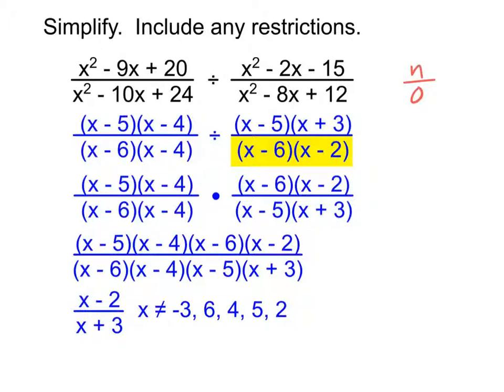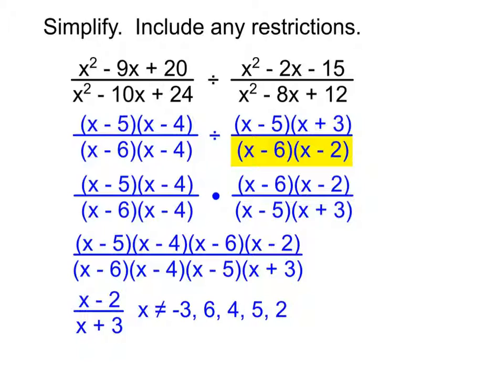And any number divided by 0 is undefined. It doesn't exist. You can't divide by undefined. And so we have to know that this will give us a different answer if I plug in 2 in the original versus my simplified form. And the same is true for all of these other restrictions. So that's why we have to include those, remember.